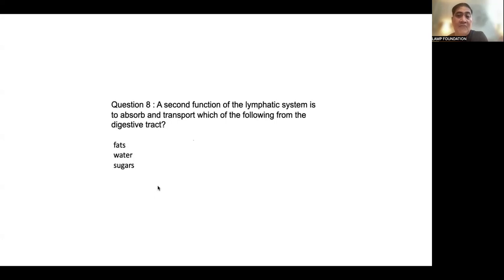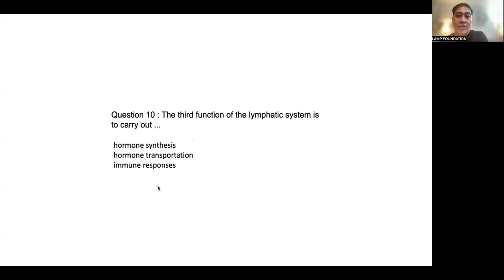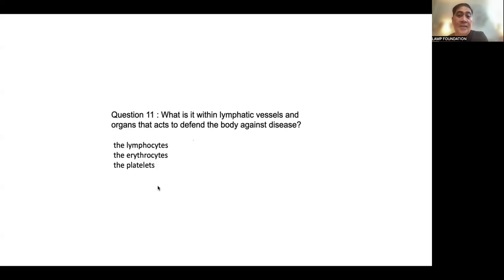A second function of the lymphatic system is to absorb and transport which of the following from the digestive tract? Fats. The special lymphatic capillaries responsible for absorption of fats, known as lacteals, can be found in? Intestinal villi. The third function of the lymphatic system is to carry out? The immune responses.